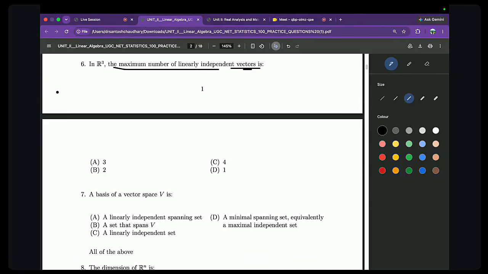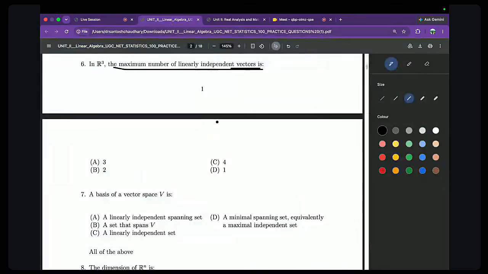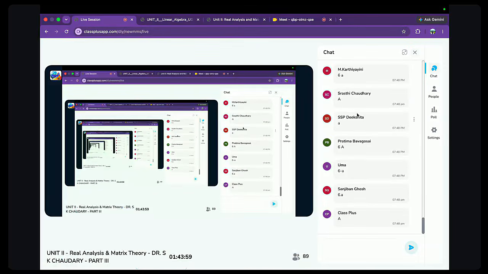R3 एक set of all points हैं x y z. R3 set में infinite vectors हैं, और R3 में कितने LI हो सकते हैं एक साथ? So maximum number of linearly independent vectors आपसे पूछ रहा है कितने हो सकते हैं? तो 3 ही हो सकता ना यहाँ भी, ज्यादा तो नहीं हो सकता. मैक्सिमम 3 ही हो सकता है. Yes.